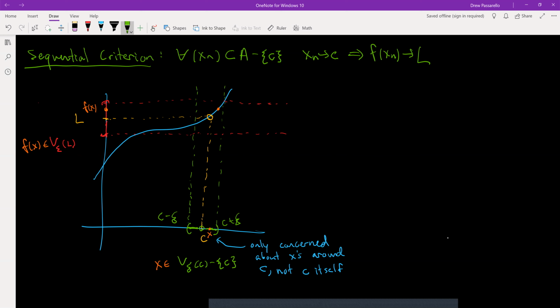So for the x's that are around c, we want the corresponding f of x value to be within epsilon of L. So we have some arbitrary x where f of x is in the epsilon neighborhood around L. That's graphically what we're looking at here. And the main thing is that we're only caring about the x's around c in this punctured neighborhood, not c itself.